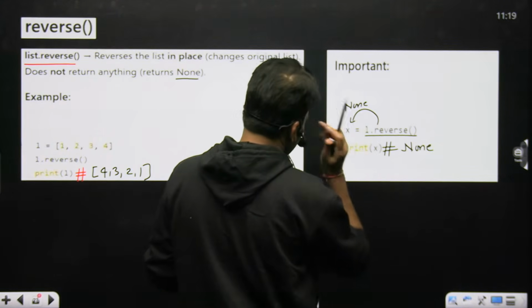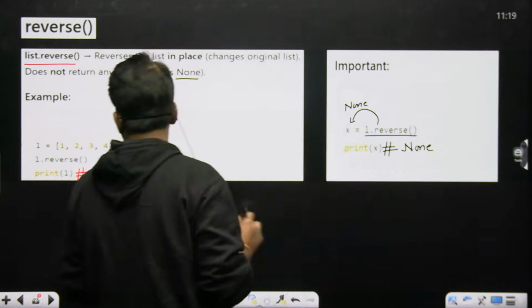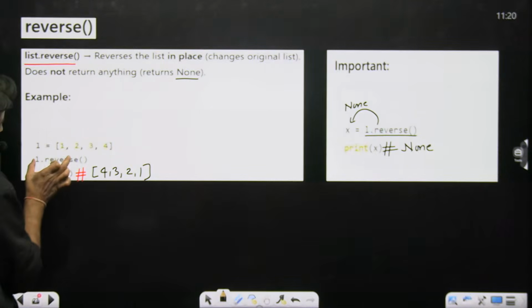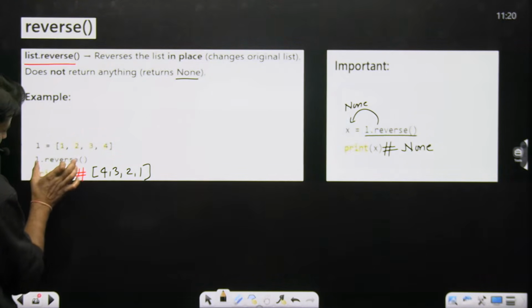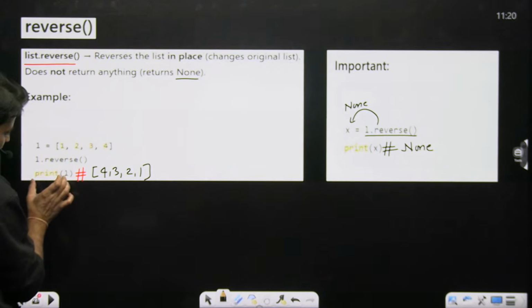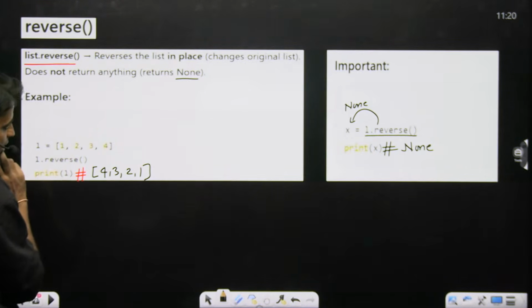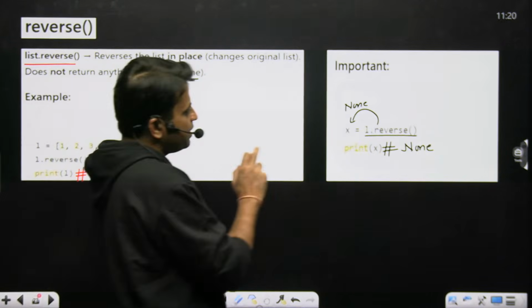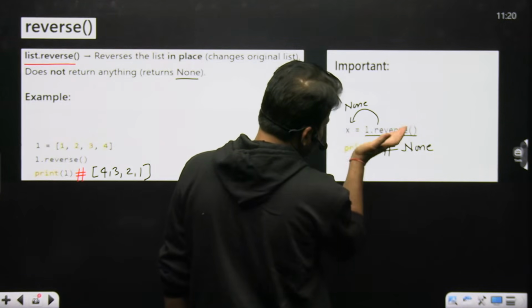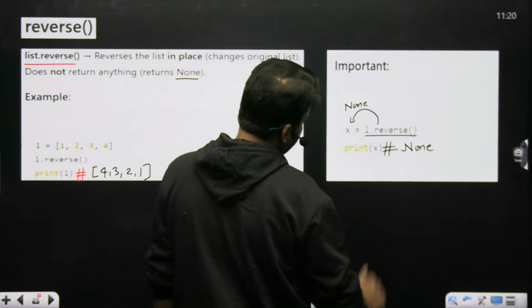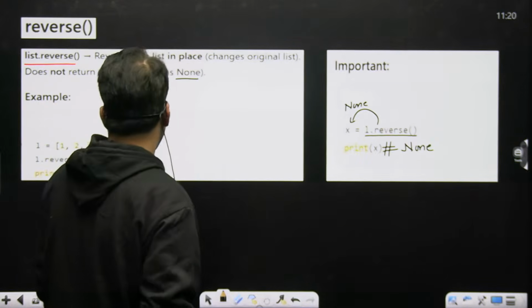Okay, L dot reverse is None. Sir, if you first update this list by the reverse function L dot reverse, then this list is reversed, and after this when you print it, it will be 4321. But if you assign x equals L dot reverse, it generates what, sir?